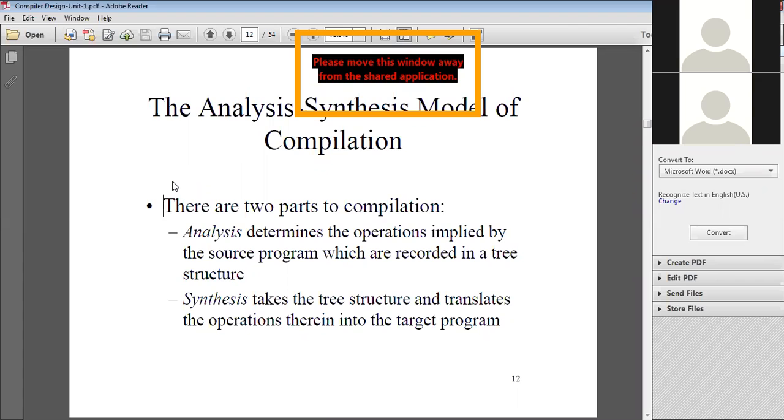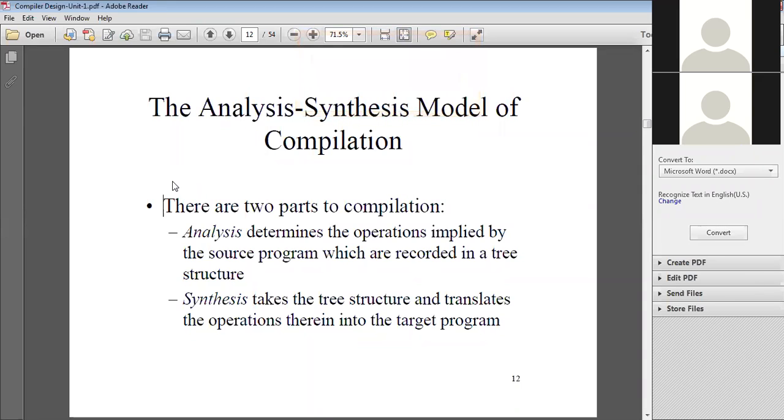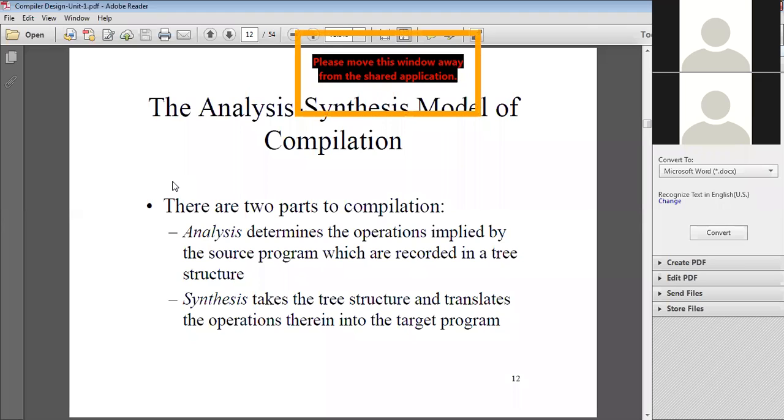So there are two parts. First is called the analysis. Analysis determines the operations implied by the source program, which are recorded in a tree structure. So in case of the analysis, we find the tree structure, and that tree structure is also called the parse tree. The name is parse tree, P-A-R-S-E. And the synthesis phase takes the tree structure and translates the operations therein into the target program.